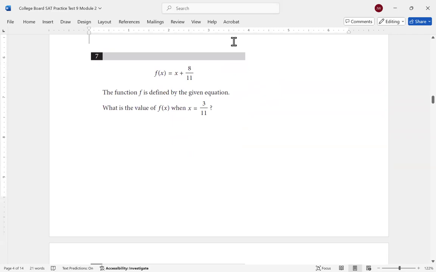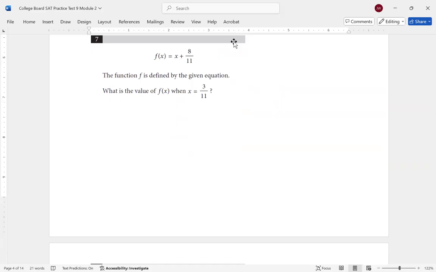Question 7. The function f is defined by the given equation. What is the value of f of x when x is equal to 3 over 11? So basically, we're plugging in 3 over 11 into my function f. That is just going to be x plus 8/11. x here is 3 over 11. So I take 3 over 11, I won't write that in parentheses, 3 over 11 plus 8 over 11.